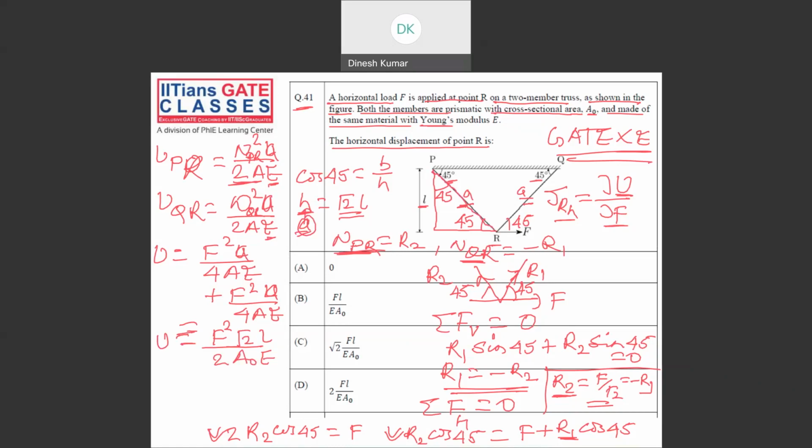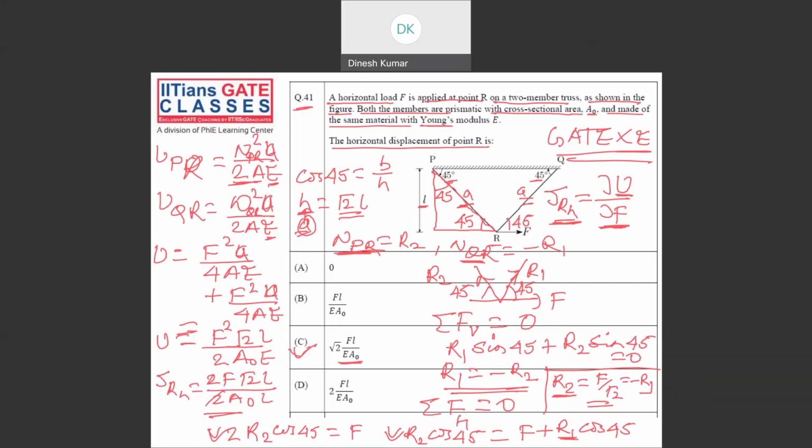Okay, guys, now we know the formula. What is your displacement in horizontal direction? It is dou U by dou F. So when you differentiate, delta r in horizontal direction, with respect to F, you will get 2F under root L upon 2A naught L. So from here 2 got cancelled, and your answer will be coming as under root 2 FL upon E A naught. So C is the answer.